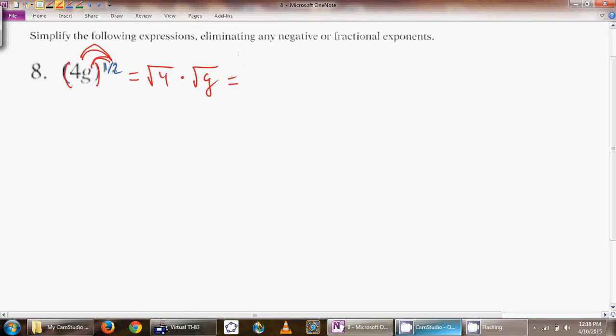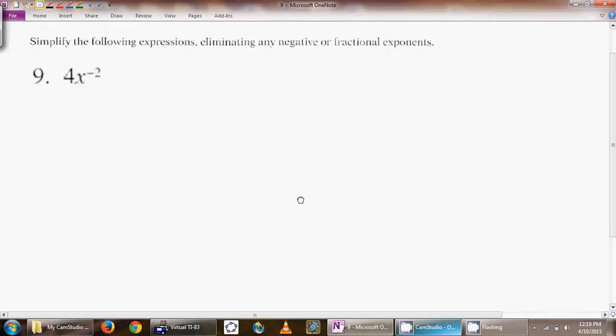All right, well, the square root of 4 is 2. And I can't do square root of g, so it's just 2 radical g, and that's it. All right, and I was applying it to both because the parentheses tell me everything inside there is getting raised to this 1/2 power. Those parentheses are important.